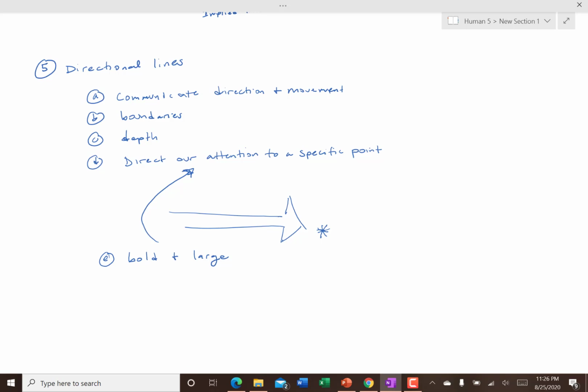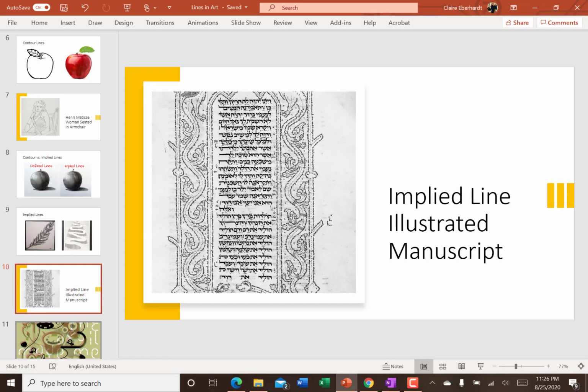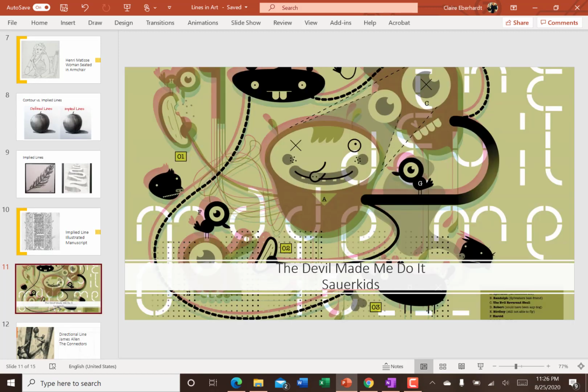So an example of that, I have skipped one implied line. Here's another example of art. The Devil Made Me Do It. Sour Kids, which is a group of graphic artists. And they have a bunch of different types of implied lines, right? You've got implied lines here, implied lines there, implied lines there. They're kind of all throughout the artwork.